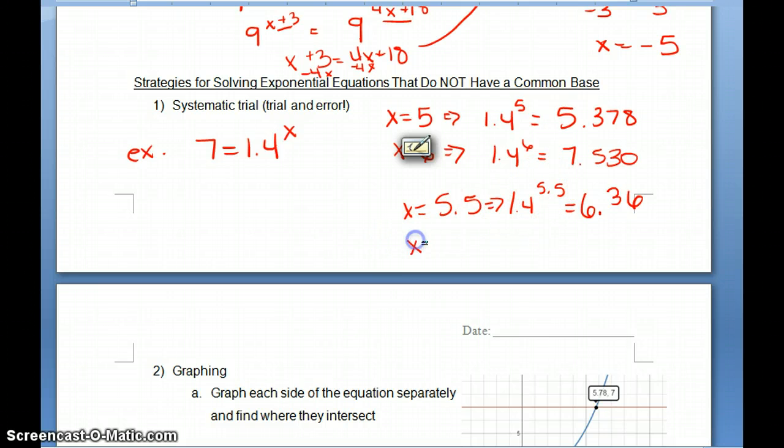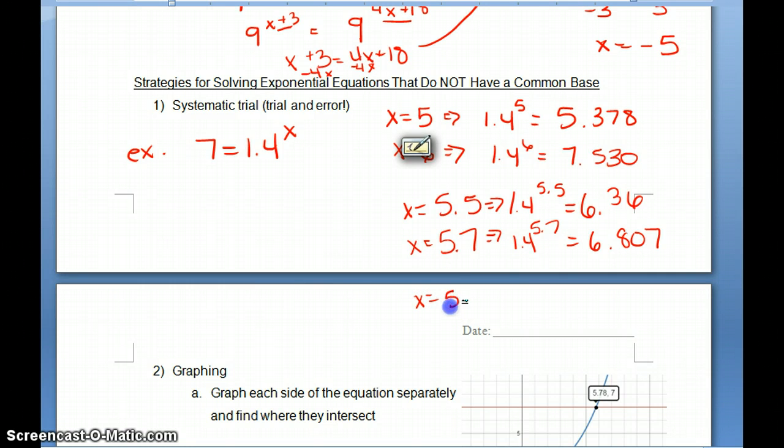So let's try what happens when x is equal to 5.7. You're going to put 1.4 to the power of 5.7 into your calculators and see what you get. And you should get about 6.807. So even then we can probably still get a little bit closer, but I'm not sure how much closer we can get. So let's try.